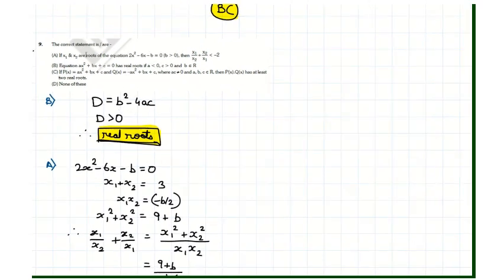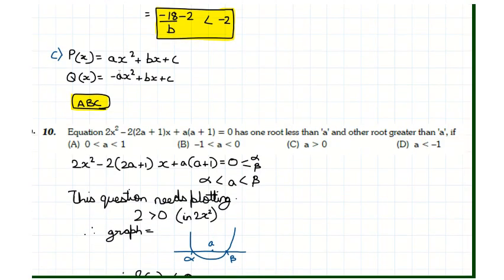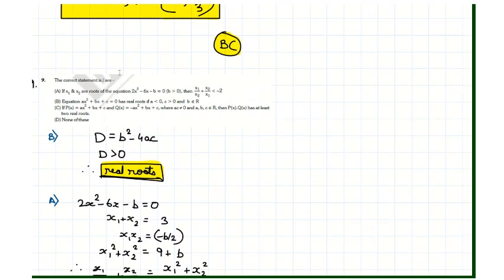This is for option A. Now for option B, we have the discriminant, that is b square minus 4ac greater than 0, due to which we have real roots. In option C, we have p(x) is ax square plus bx plus c and q(x) is minus ax square plus bx plus c. Now p of x into q of x has at least two real roots, which is true because when we have an upward opening parabola, a is greater than 0, and when we have downward opening parabola, a is less than 0.